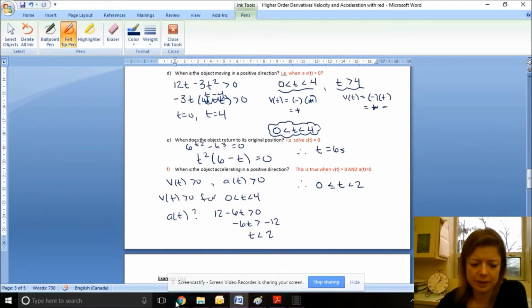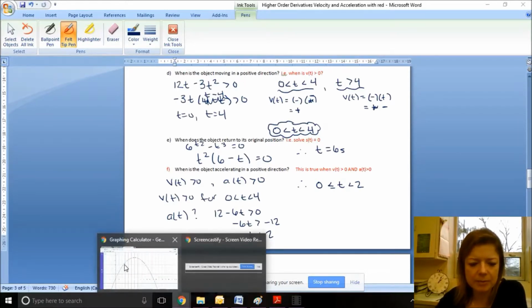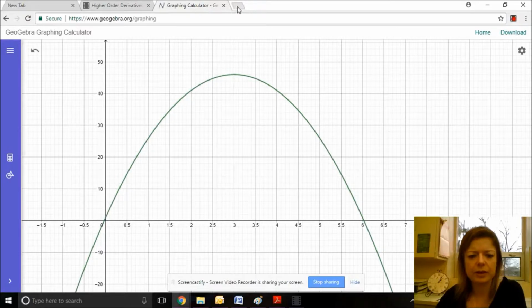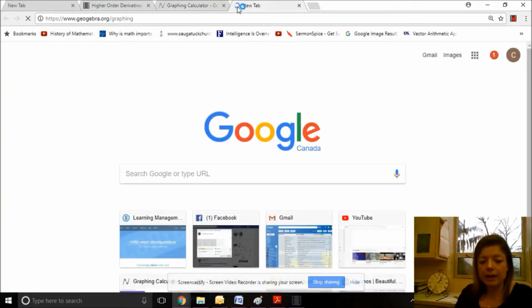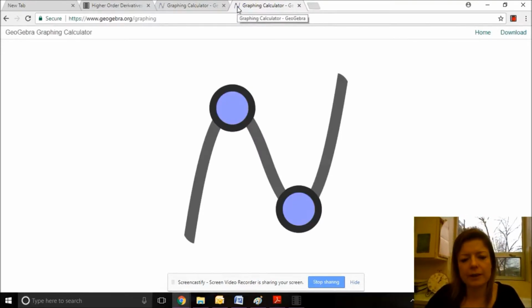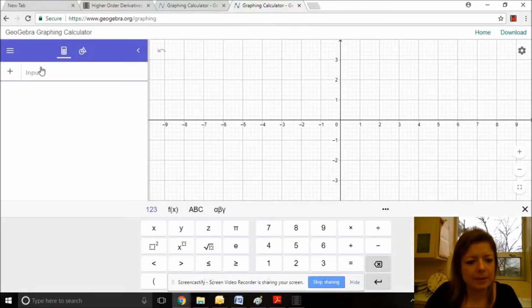So note that this is when they're both positive, so this is when the object is accelerating in a positive direction. Okay, so to kind of help you understand this further, let's go ahead to GeoGebra and look at what's going on, and you can kind of look at the graph in the context of all of these questions. Okay, just a minute.